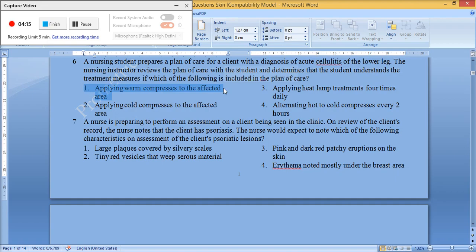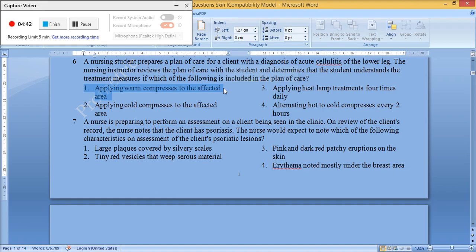7. A nurse is preparing to perform an assessment on a client being seen in the clinic. On review of the client's record, the nurse notes that the client has psoriasis. The nurse would expect to note which of the following characteristics in the assessment of the client's psoriatic lesions? 1. Large plaques covered by silver scale.